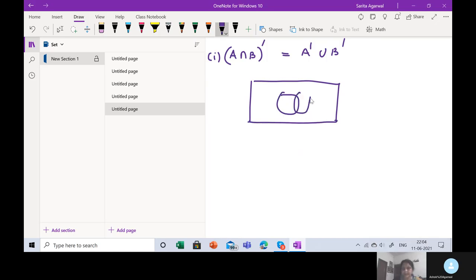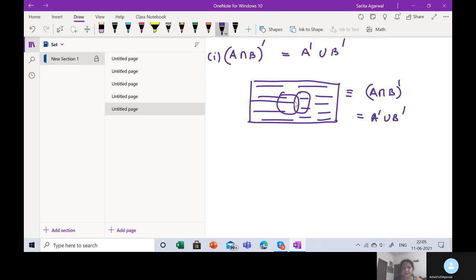This is A, this is B. So the intersection is this. That means this portion is (A intersection B) complement. These lines show the (A intersection B) complement. And this is basically the union of A complement and B complement.